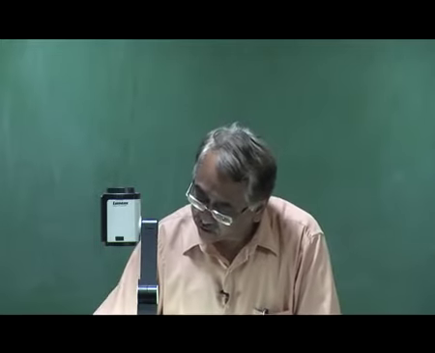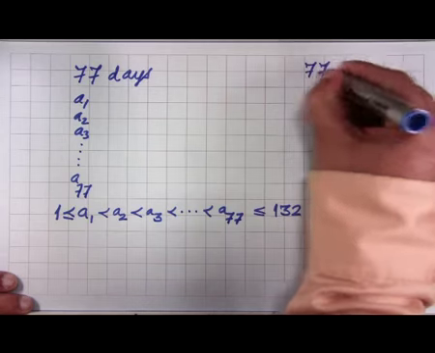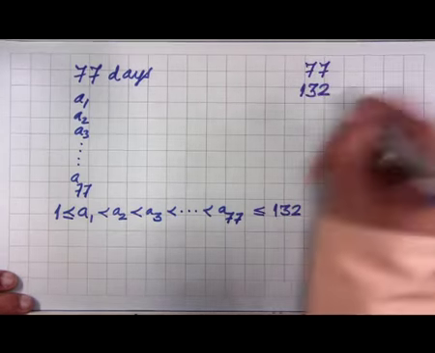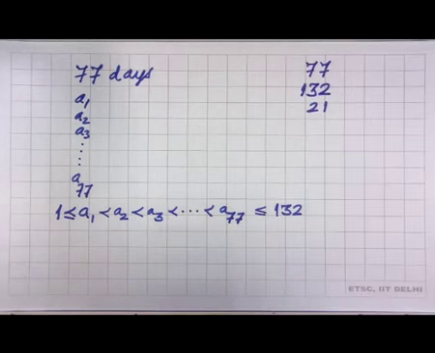So the three numbers I take back with me, and I write them on the sheet, are 77 for the total number of days, 132 for the cap on the number of games, and 21 for the total number of games he should have played over a consecutive period of days. Over a consecutive period of days.